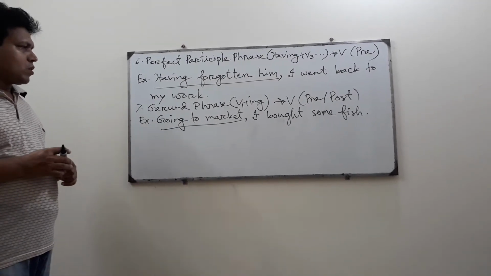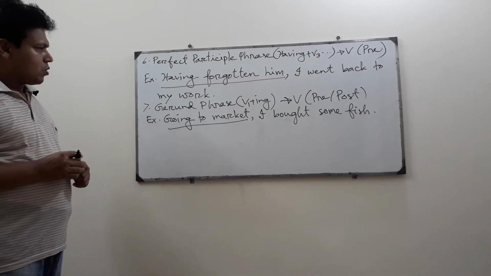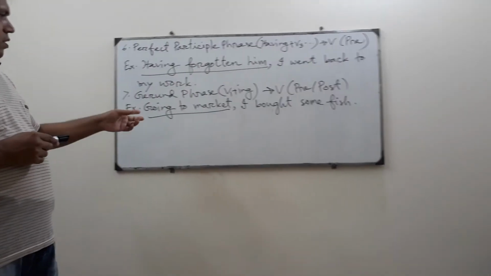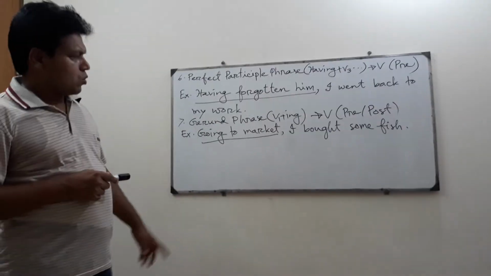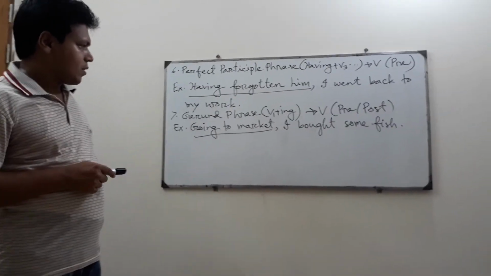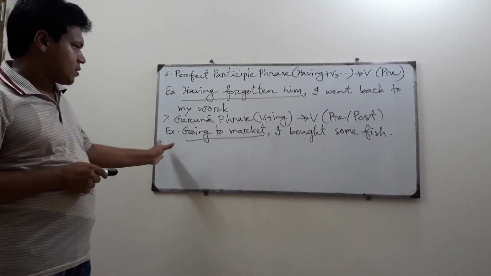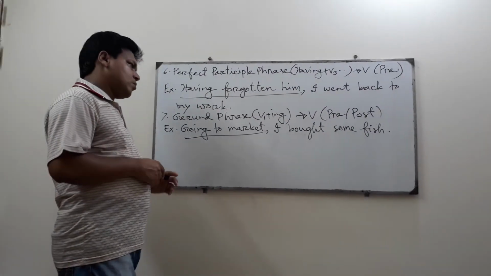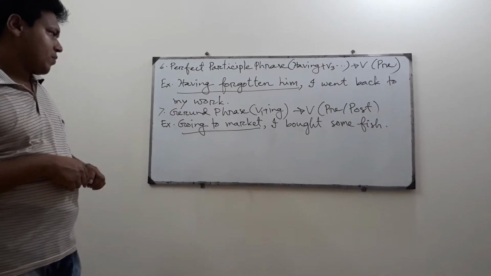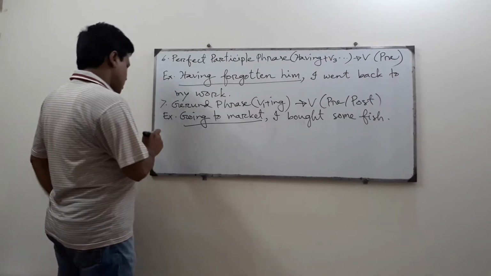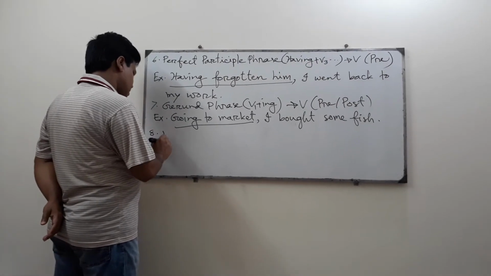How? Look. When did you buy some fish? The answer is going to market. So the phrase has modified the verb and it's a kind of gerund phrase. It's a gerund phrase and it has modified the verb, and it's a kind of pre-modifier here. Look. Then we will discuss prepositional phrase.